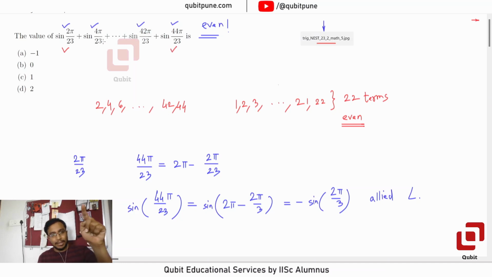Then because 2 plus 44 is 46, 4 plus 42 will also be 46, 6 plus 40 will also be 46. And because it is 2 times 23, effectively when you add all the terms, the addition is going to be 0. So the correct option is B.